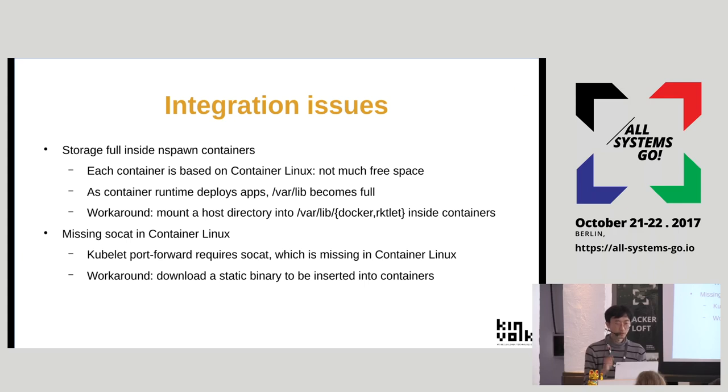And in Container Linux, the socat utility is not included. That's actually intended. Container Linux aims to minimize the size of each image. So socat is not there. We had a problem with kubelet port-forward functionality because that requires the socat utility. So as a workaround, we downloaded the static binary to be inserted into each container. But we also had to check for versions and checksums, so these functionalities are still missing. We have a pending PR written by our colleague Mikhail, but yeah, it's still not merged right now.